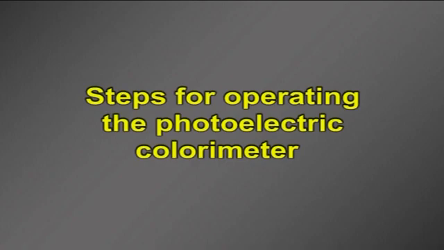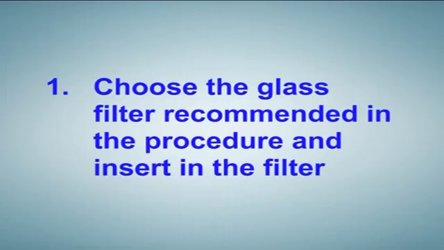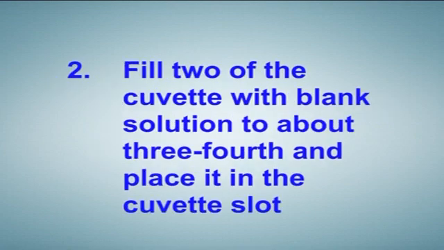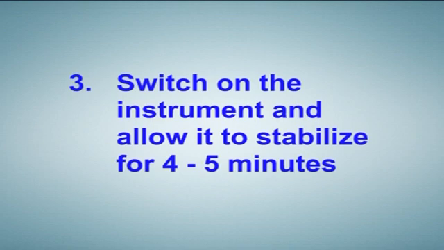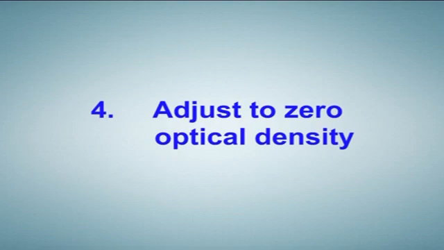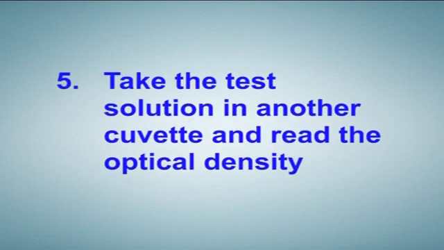Steps for operating the photoelectric colorimeter. Choose the glass filter recommended in the procedure and insert it. Fill one of the cuvettes with blank solution to about 3/4 and place it in the cuvette slot. Switch on the instrument and allow it to stabilize for 4 to 5 minutes. Adjust to 0 optical density. Take the test solution in another cuvette and read the optical density.